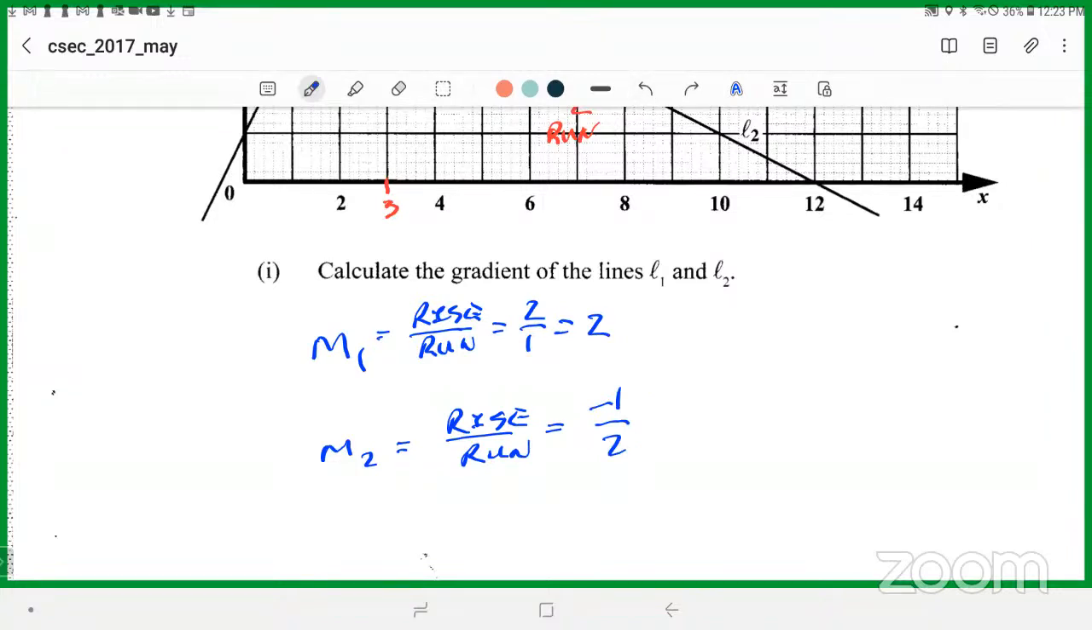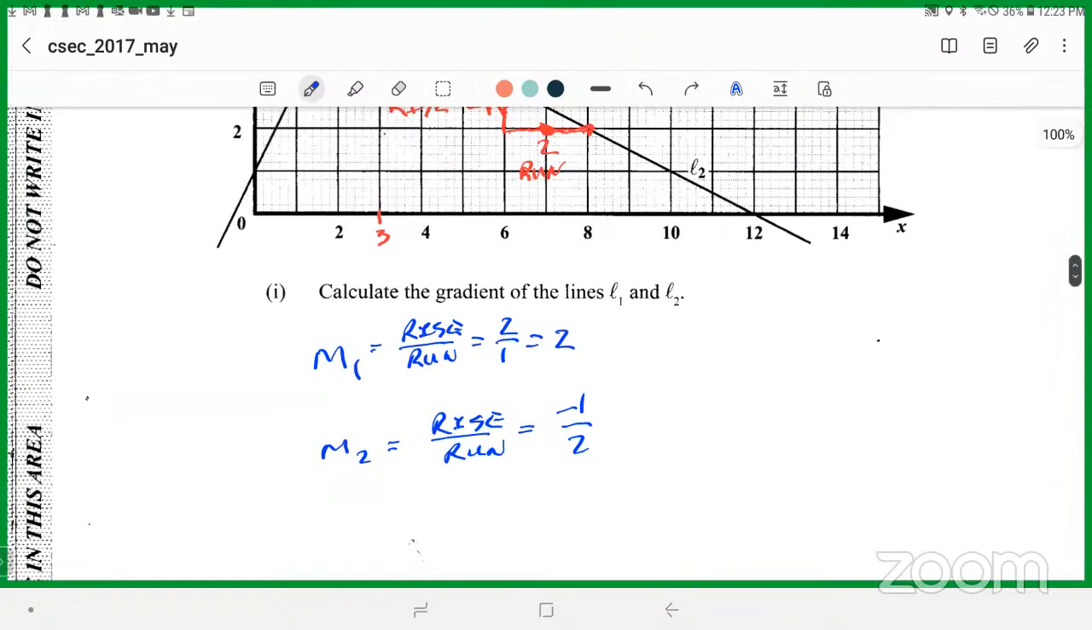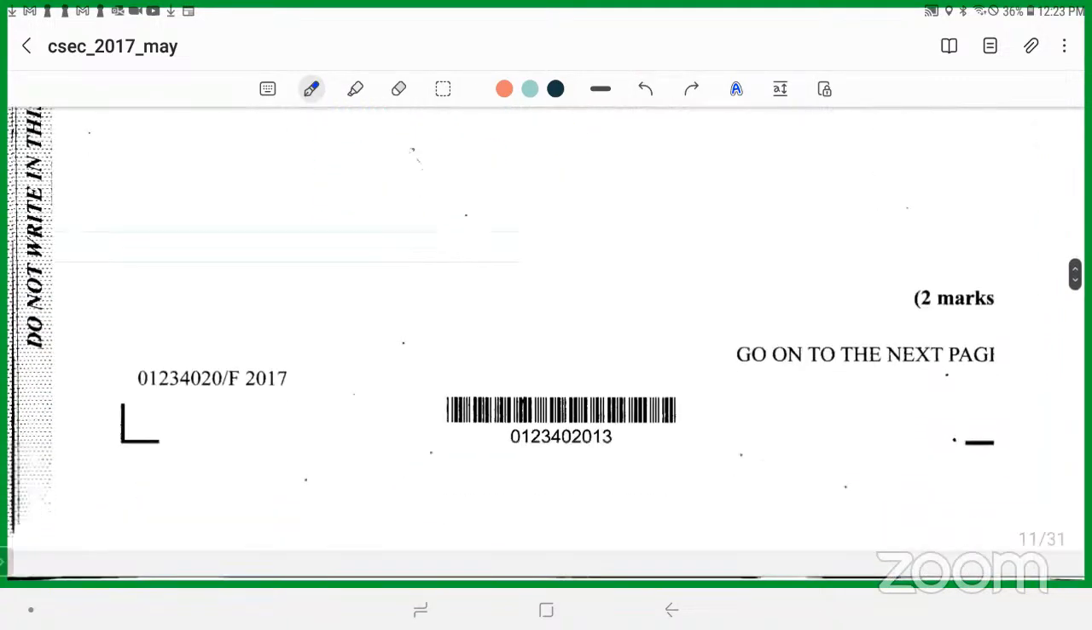And I can see that the lines are perpendicular now. If I multiply these 2 gradients, it becomes negative 1. So I can see that the 2 lines are perpendicular by just multiplying this and this, which becomes negative 1. So right away, the 2 lines are perpendicular. Let's see what else they want us to do.